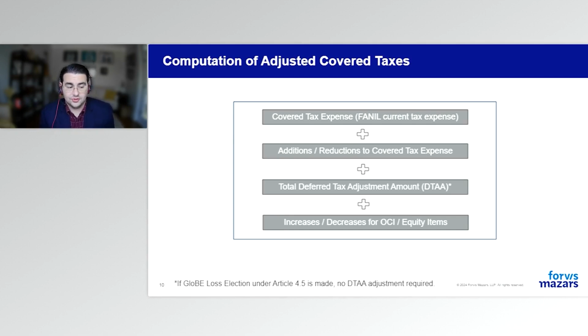Then there's this component which we'll talk about called the total deferred tax adjustment amount, the DTAA. We'll talk at length on the GloBE loss election, which allows you to supplement this DTAA amount, the result of the GloBE loss election being a GloBE DTA going forward that you use in future years to help your adjusted covered taxes. And then after that, you consider certain increases or decreases that are captured in your OCI accounts, right, that need to be adjusted to true up your numerator for GloBE purposes. So that's a quick recap of what we've covered up to this point and where the elections play into today.